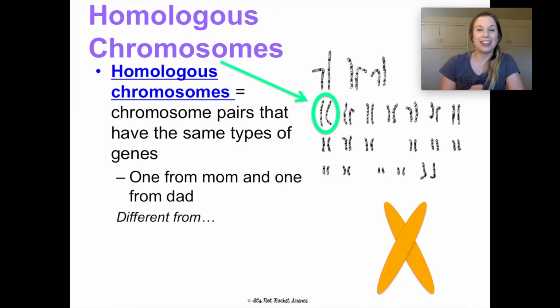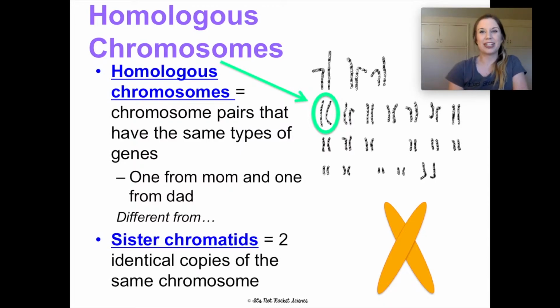However, this is different from sister chromatids. Sister chromatids are 2 identical copies of the same chromosome. I'm going to lose you. You're going to get confused on this. Just know it ahead of time. This is the one thing that always gave me trouble. It even gave me trouble in college. Honestly, I'm probably going to mess it up talking about it now. It is very easy to get confused.